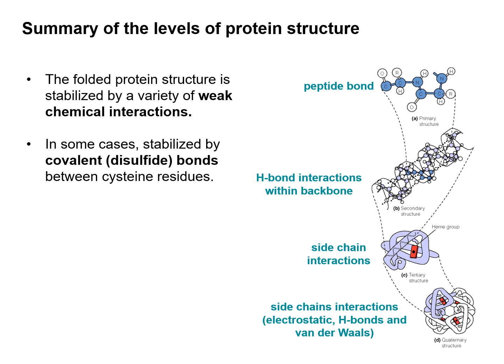And this folded protein structure is stabilized by a variety of weak chemical interactions, such as electrostatic interactions, as well as hydrogen bonds and van der Waals forces. And in some cases, those interactions can be stabilized by covalent bonds, especially the disulfide bond between the cysteine residues, that we're going to talk much more about in detail, their role and also their mechanisms to form the tertiary structure as well as the quaternary structure.